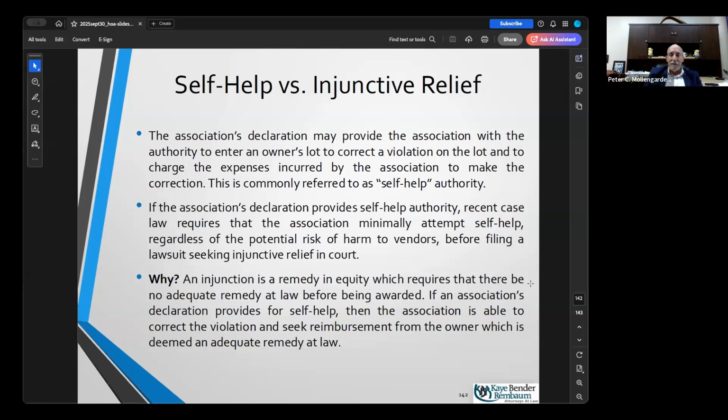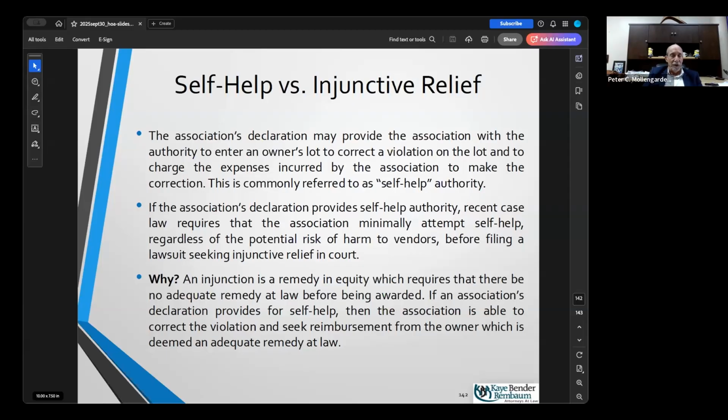If your documents have a self-help authority, then under current or recent appellate case law, you must at least attempt the self-help regardless of any potential risk before filing a lawsuit. So if your documents authorize the association to correct a violation by self-help, you have to at least attempt that before you pursue litigation. Why is that the case?